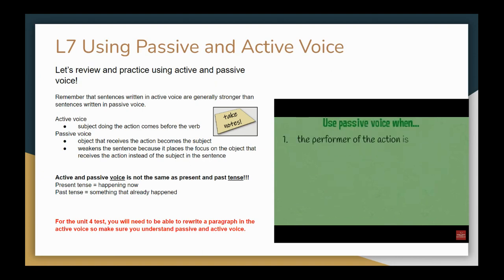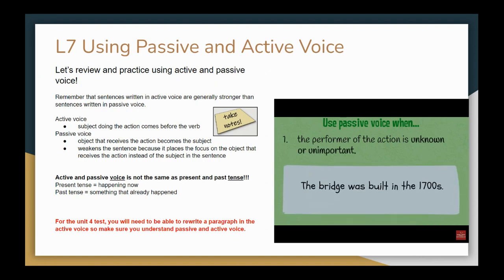When the performer of the action is unknown or unimportant. For example, the bridge was built in the 1700s. We can see the subject, the bridge, is receiving the action. Therefore, this sentence is written in passive voice. The sentence has no object. Who built the bridge is not important in this sentence, or perhaps who built the bridge is not known.